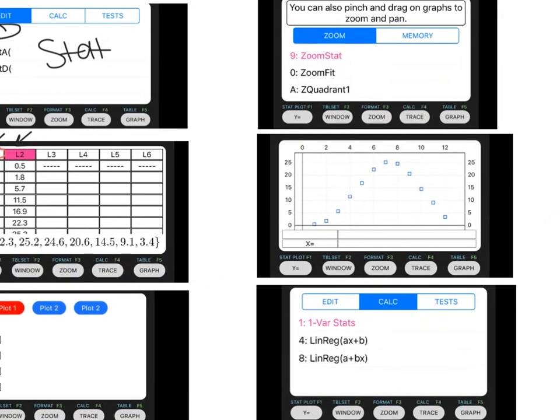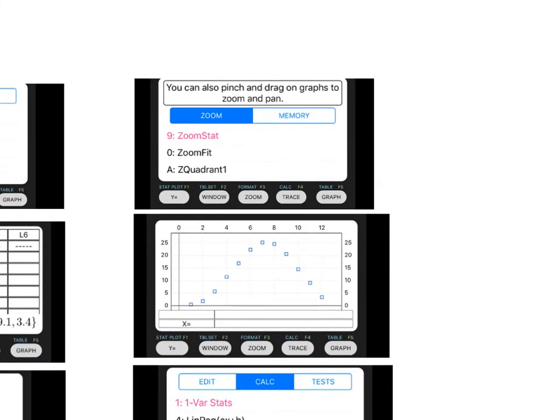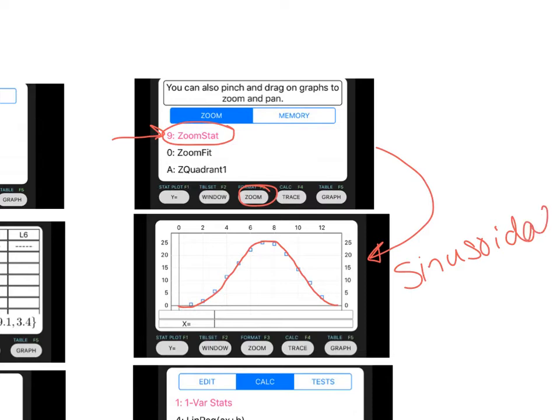So what I mean about the proper zoom, for a scatter plot, you want to press zoom, the button zoom right here, and then select stat. This will create a statistics window so we can see the data plotted and analyze it. As you can see, it does look like a cosine curve or a sine curve. Remember, they're pretty much the same thing, just shifted. So we would select a sinusoidal regression for this because it's behaving like a trig function.